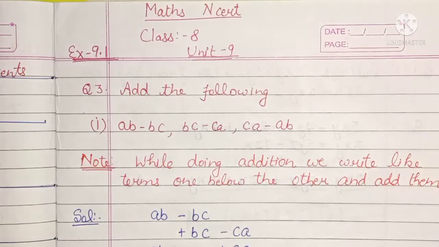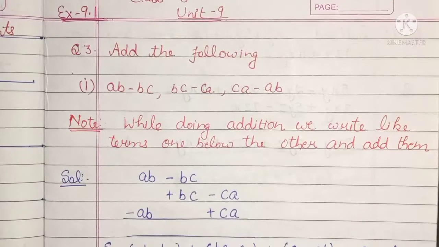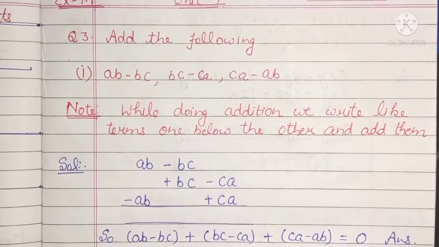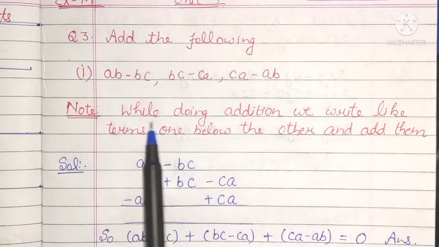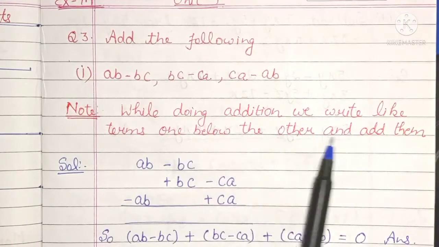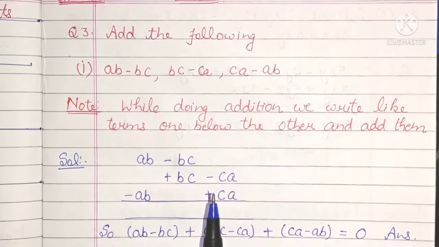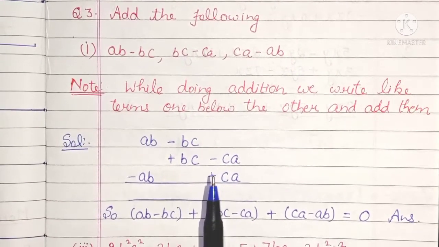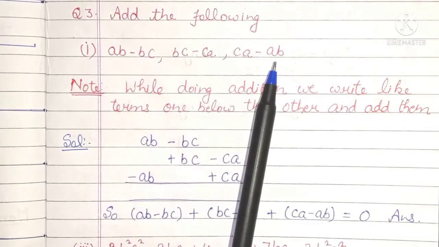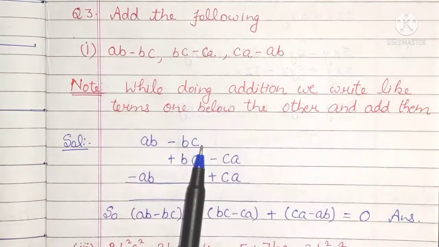So students, before adding them, we should be aware of the rule of the addition of the algebraic expressions. What is that rule? While doing addition, we write like terms one below the other and add them. So how can we write? Just observe it. I have these 3 algebraic expressions. I'll write down the first one, that is AB minus BC.